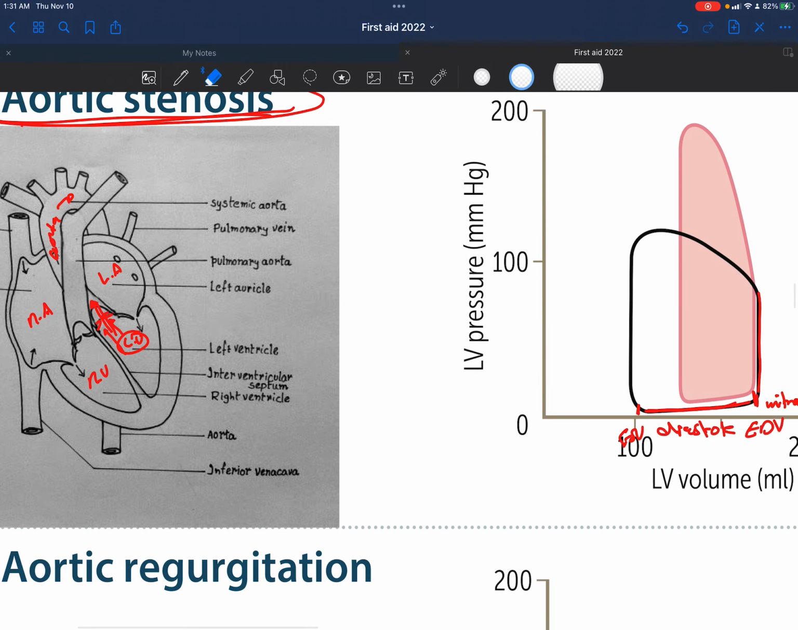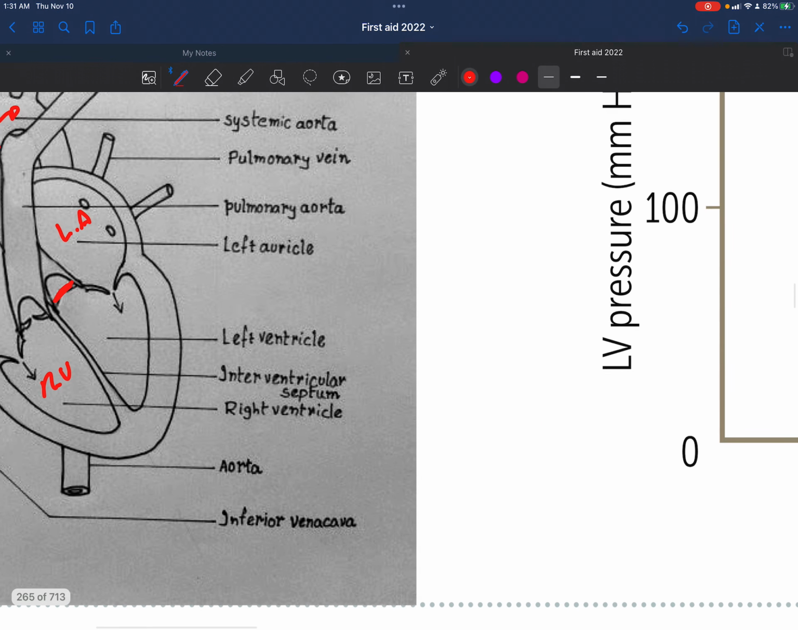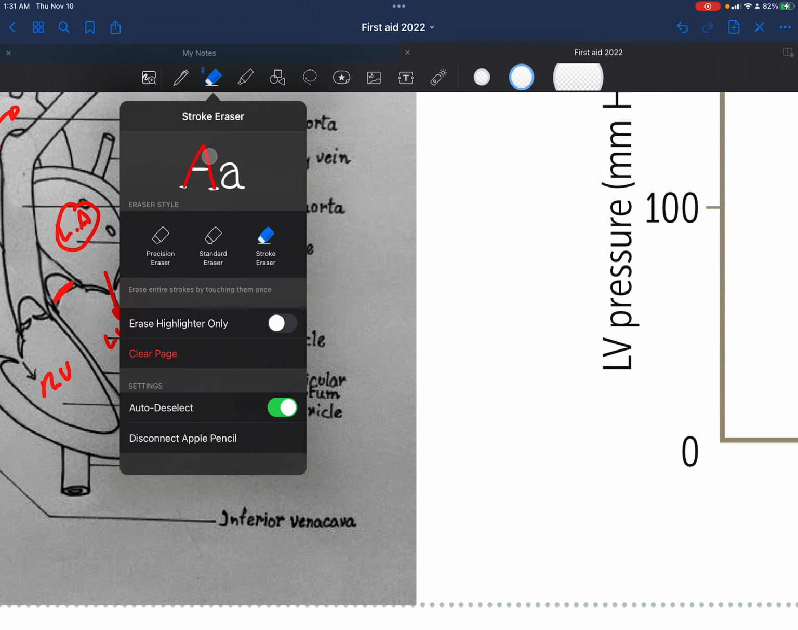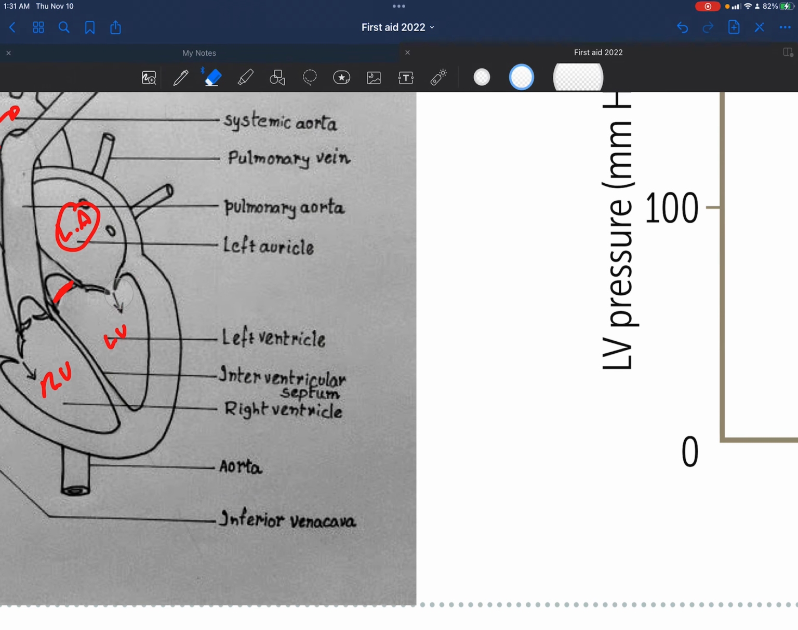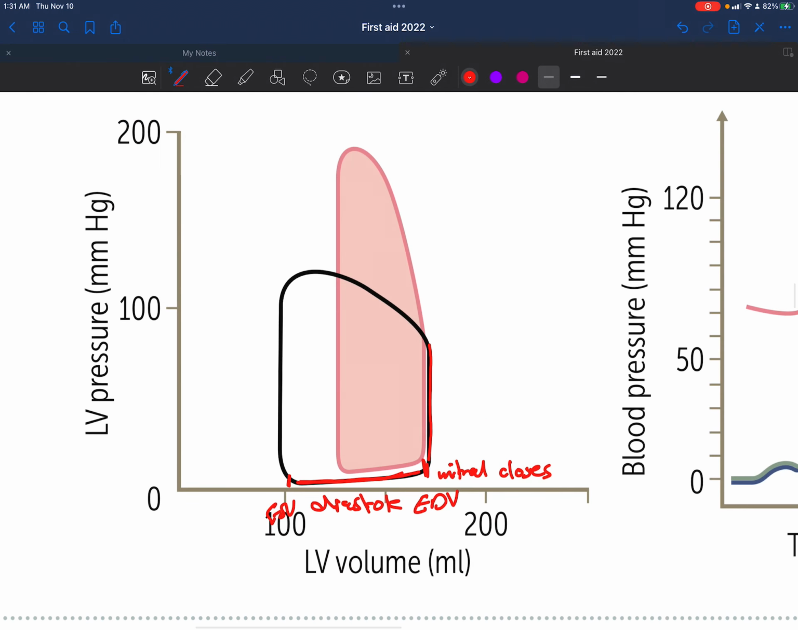Let me draw it over here. So we had this closed, then we had filling of the left ventricle from the left atrium, and when the filling is done, the mitral valve closes, and now we have a contraction of the left ventricle, but without any decrease in volume because both valves are closed. So this is the isovolumetric contraction.